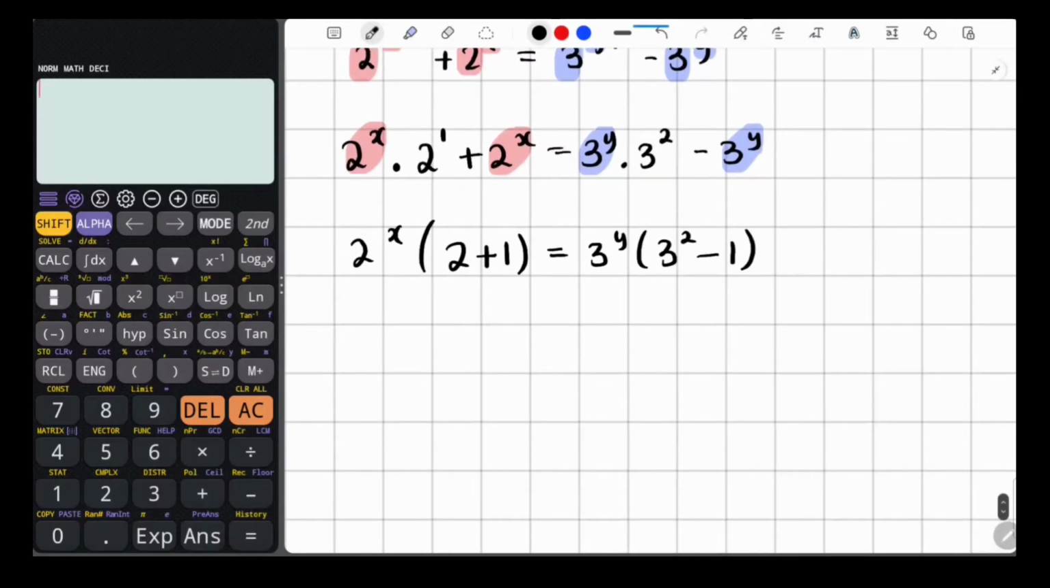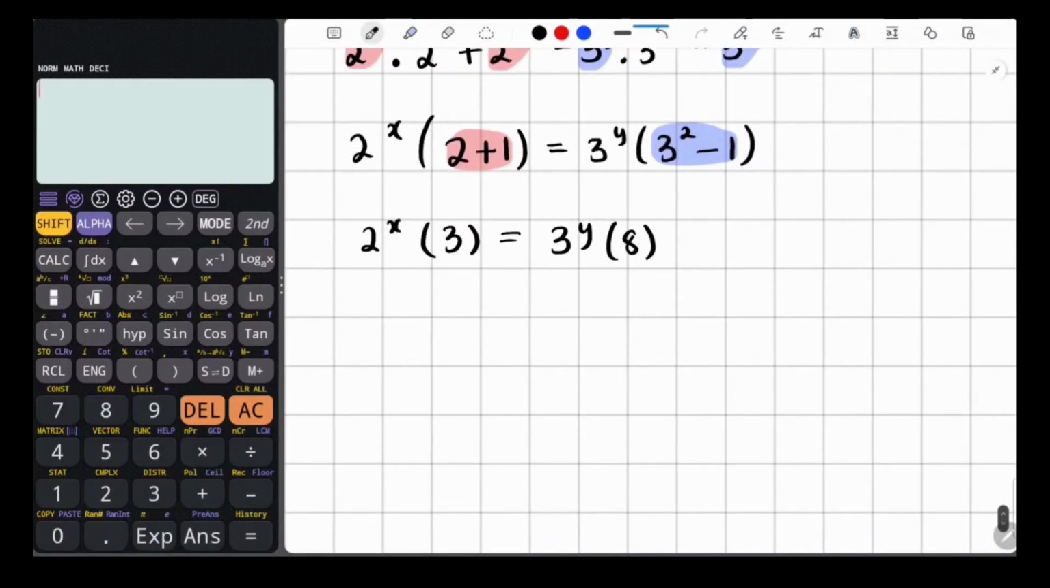Okay. Now things are actually looking much better because we can see numbers now. This is a number here that can be simplified. This can also be simplified. So let's simplify those numbers first. We have first a 2 to the power of x being multiplied by, that becomes 3, is equal to 3 to the power of y. And then 3 to the power of 2 is 9. 9 minus 1 is 8. So multiply by 8.